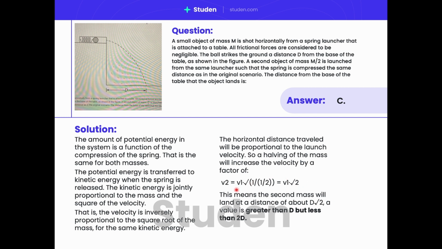So this means that the second mass, from this equation, will land at a distance of about d times the root of 2, that is a value that is greater than d but less than 2d from our options. So this is option C. You can see that, and that's our answer.